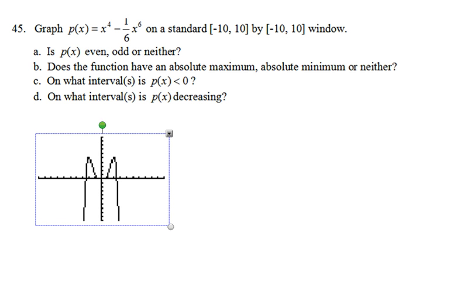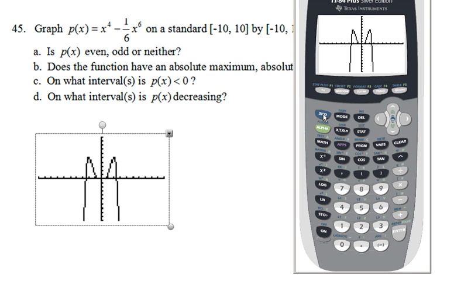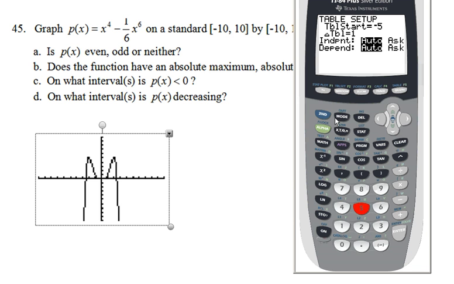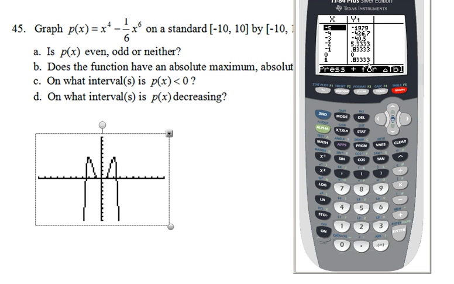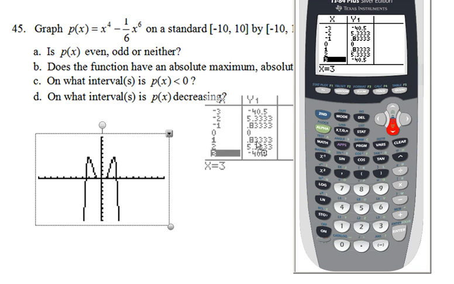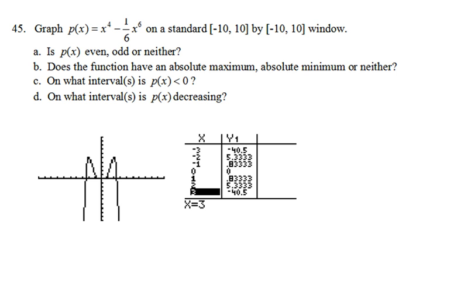If we're not sure, we can always go to our table, and let's make sure our table is starting not at 23. Let's go like -5, and if we look at our table, and I'm just going to go down a bit here. There we go. That's a good table to look at. You can see that we have the same numbers here and here and here. So this would be an even function. We have the same y values across from each other.